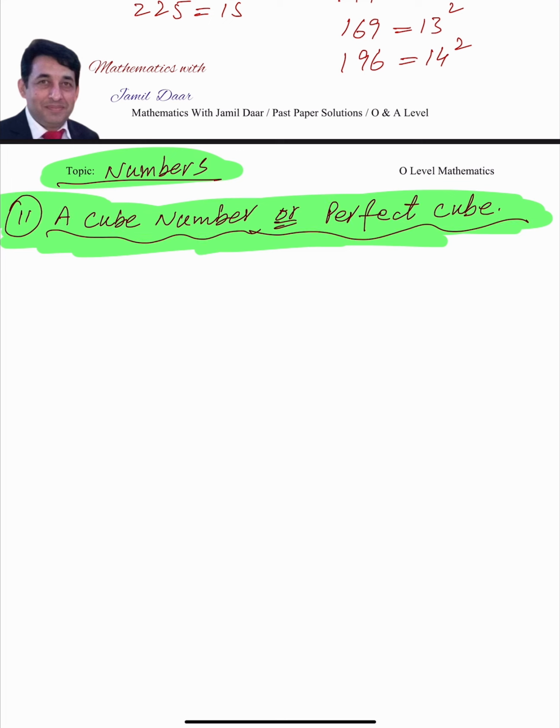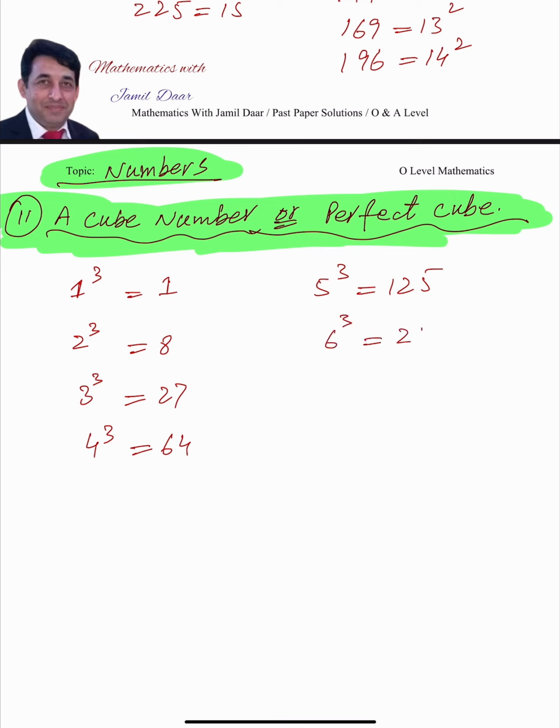So, like we have 1 cube is equal to 1. 2 cube is equal to 8. 3 cube is equal to 27. 4 cube is equal to 64. 5 cube is equal to 125. 6 cube is equal to 216. And 7 cube is 343.